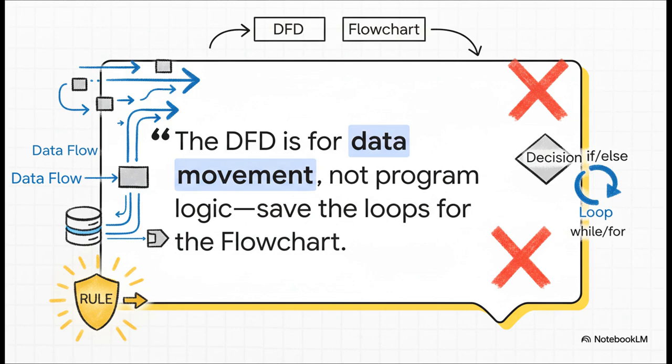Okay, now listen up, because this is the golden rule of DFDs. This diagram is only for data movement. We do not show decisions like if the letter is correct, or loops like while the player has lives left. All of that complex logic belongs in the flowchart, which we're going to build next week. So keep your DFD clean. Just focus on the flow.